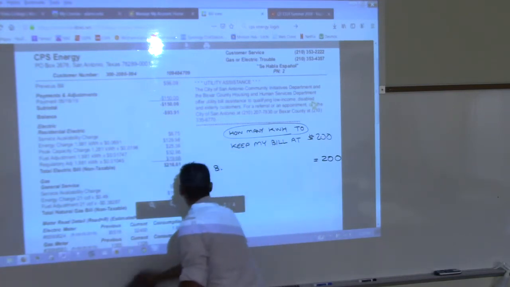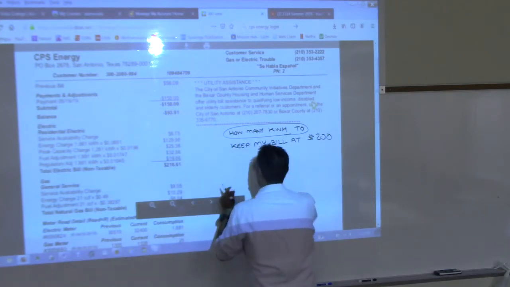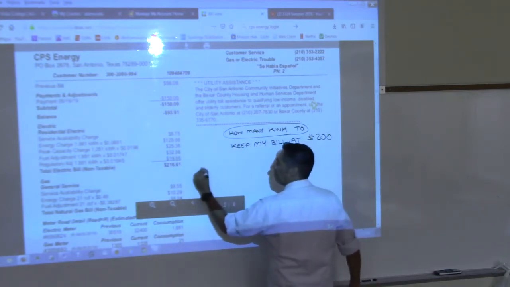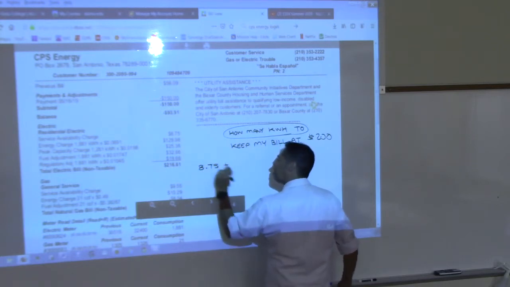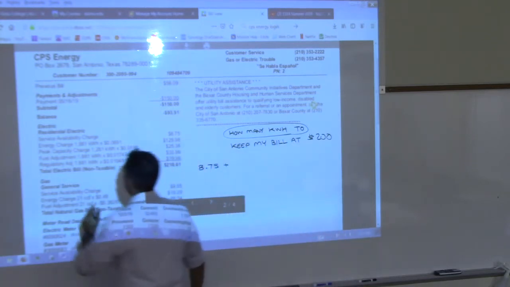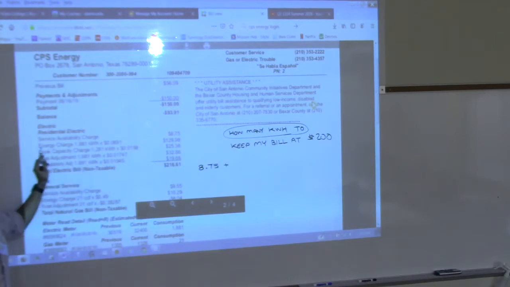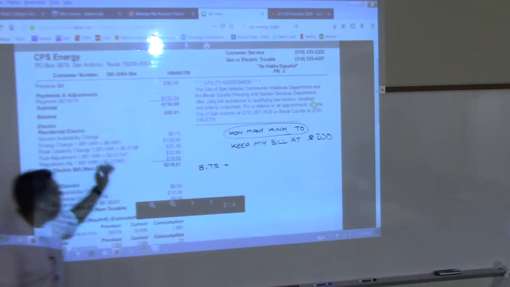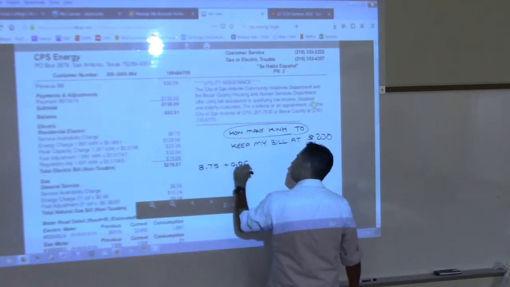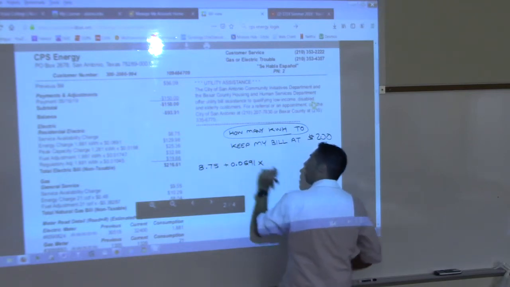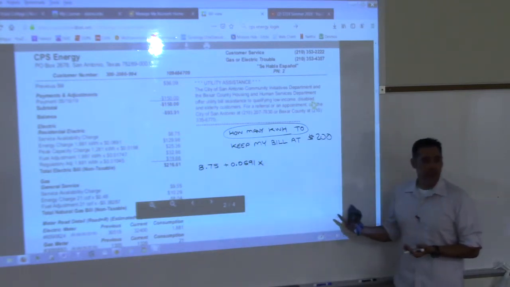$8.75. Let me do it this way. Let me erase this. Let's just start writing out what my bill would always be, or what it would be this month. It would be $8.75 plus. Okay, so how much am I going to pay for this energy charge? This right here per kilowatt hour, right? So I'm going to put 0.0691x, right? Because I don't know how many kilowatt hours.